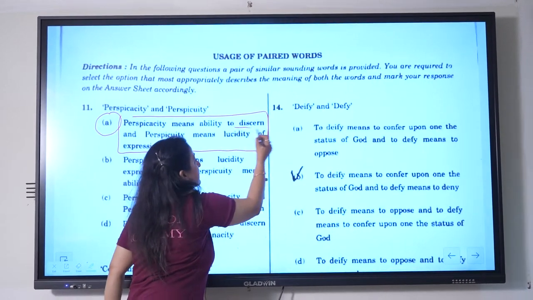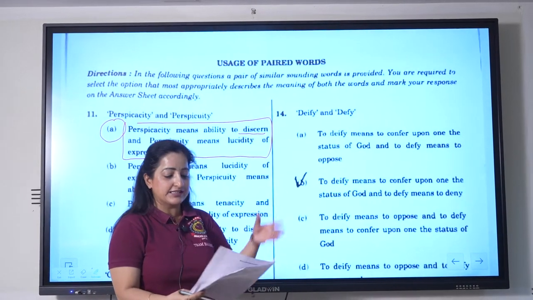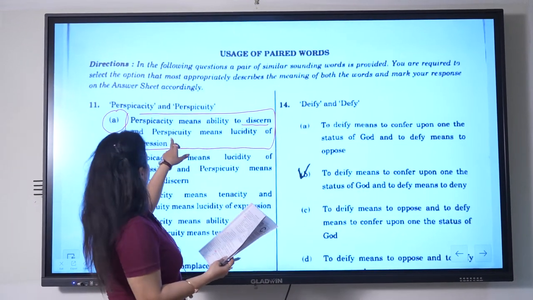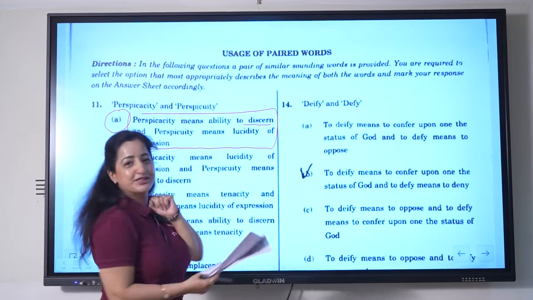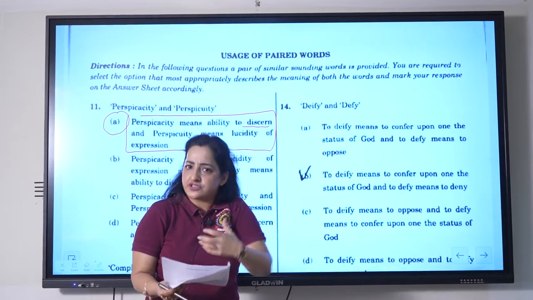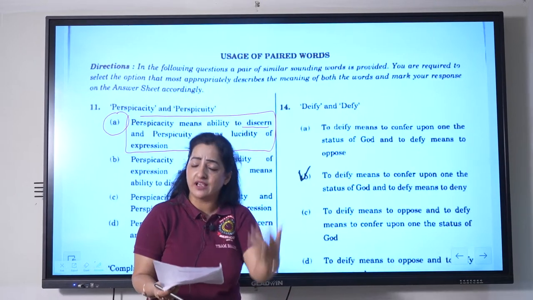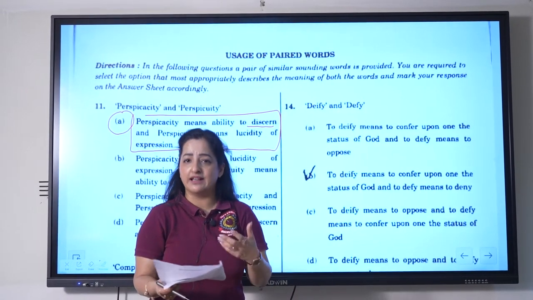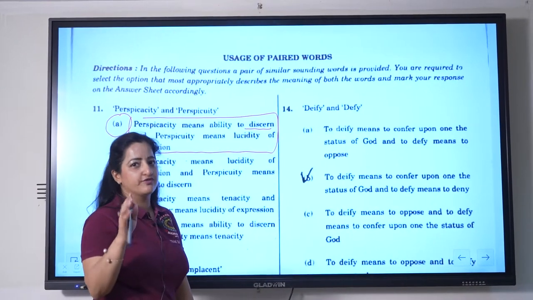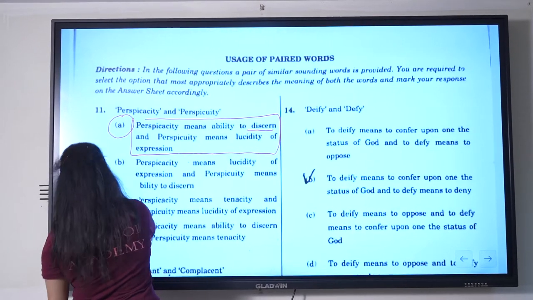Now, ability to discern means sahi aur galat ki parakh kar pana, judge kar pana, that is discernment. Ability to understand and make accurate judgments. And perspicuity means lucidity of expression. Now, what does this mean? Lucid means clear. So it is the quality of being clear and easy to understand. So the ability to think, write and speak clearly is lucidity. So it will boil down to your knowledge. If you don't know, you'll not be able to get the answer right. Okay, next question.